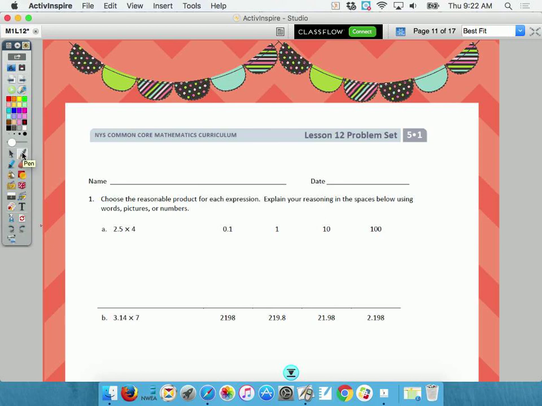For lesson 12 is basically like we just did when we practiced. It says, choose the reasonable product for each expression and explain your reasoning in the spaces below using words, pictures, or numbers. We're only going to explain one of these, okay? Just so you can practice writing down your thinking.